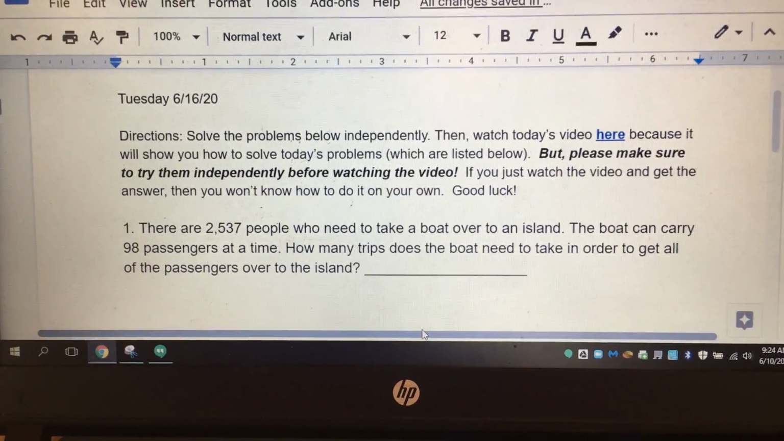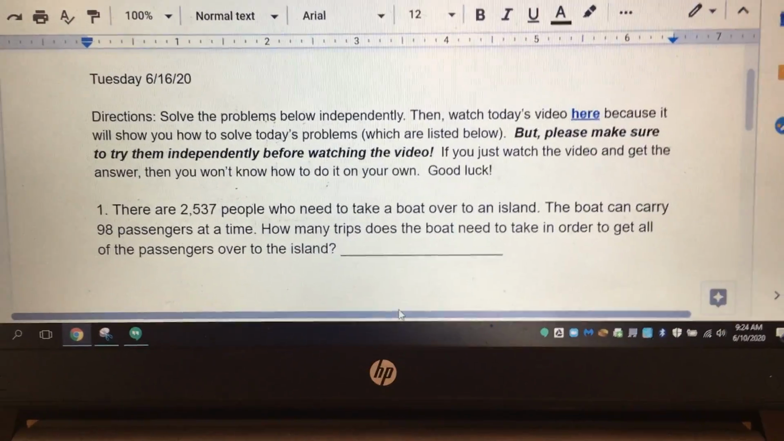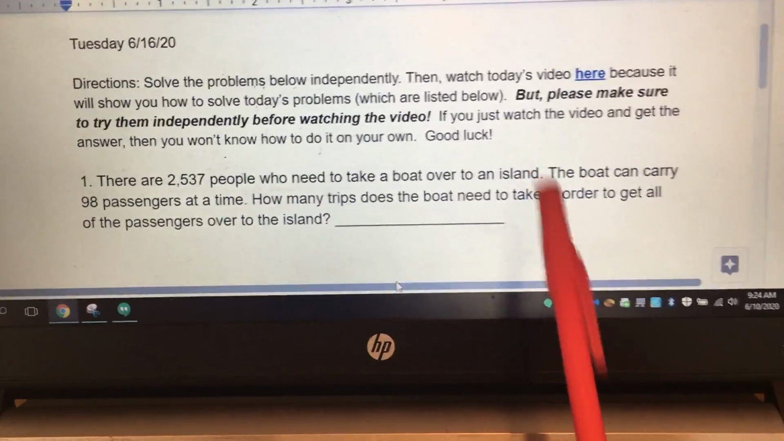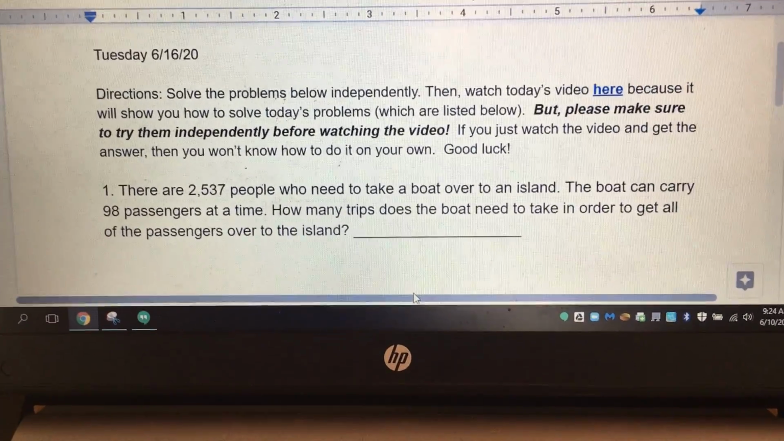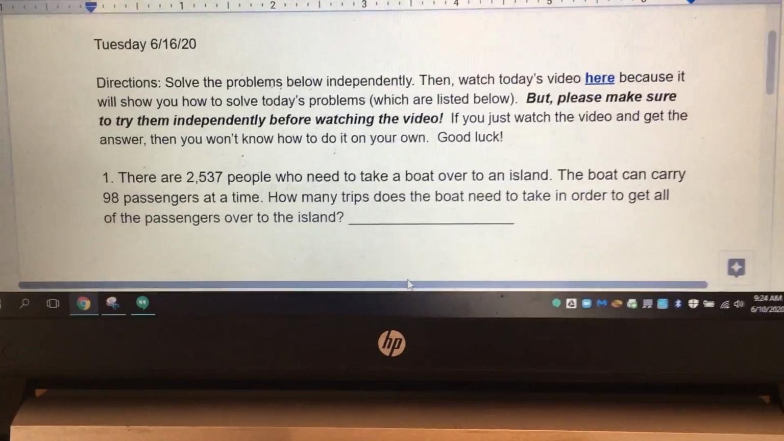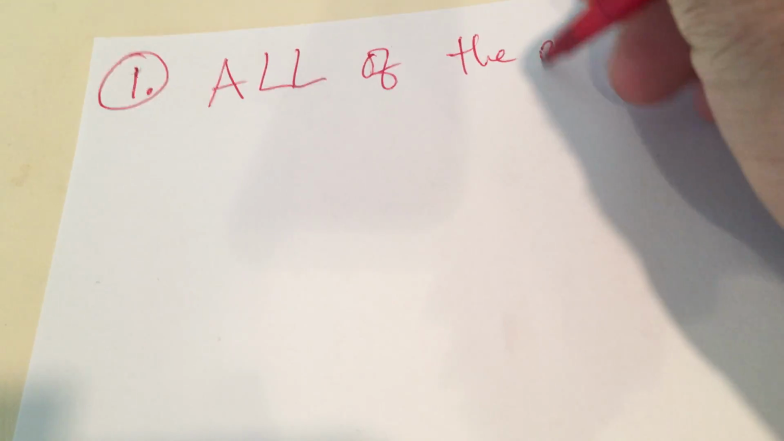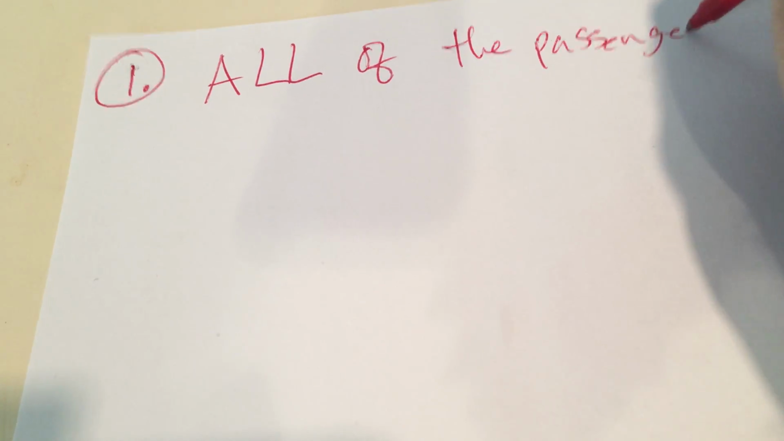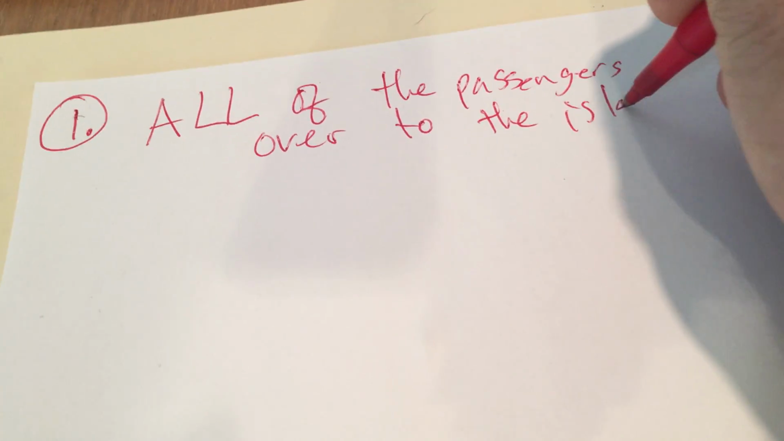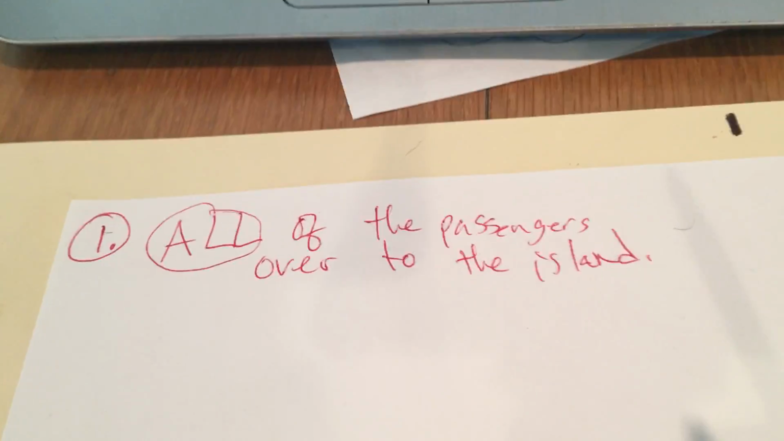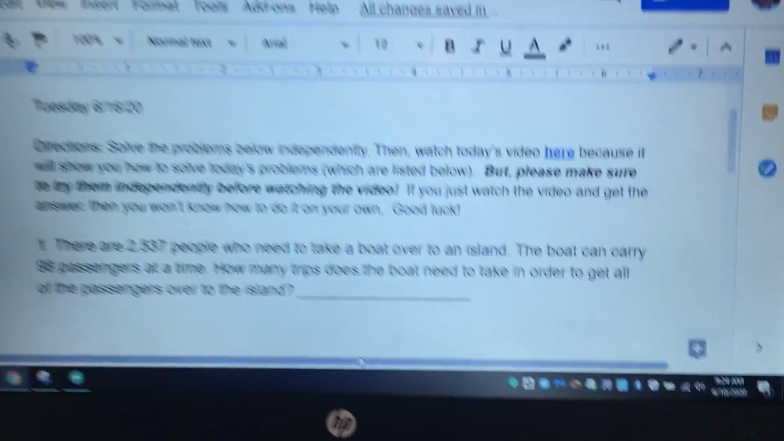Number 1 says there are 2,537 people who need to take a boat over to an island. The boat can carry 98 passengers at a time. How many trips does the boat need to take in order to get all of the passengers over to the island? So a key part of that is that they need to take all of the passengers over to the island. Okay, they can't leave any on the island. They can't leave any of them without being able to go over. All of them need to be able to go over to the island.